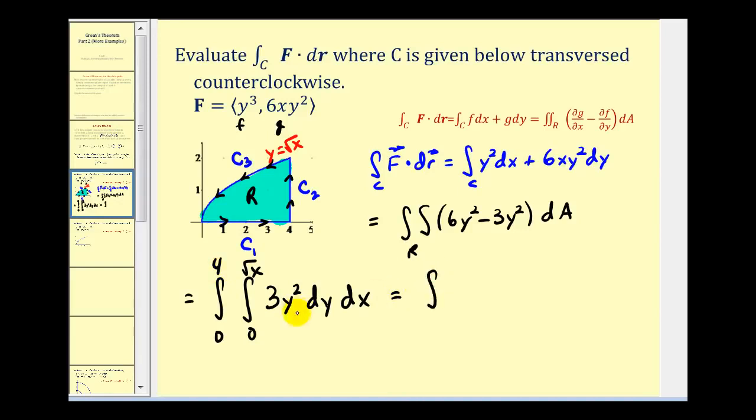So first integrate with respect to y, that's going to give us 3 times y to the third over 3, or just y to the third. Well, the square root of x is the same as x to the 1/2. So we sub in x to the 1/2 and raise it to the third power, we'll have x to the 3/2. And then we sub in 0, we'll have 0.